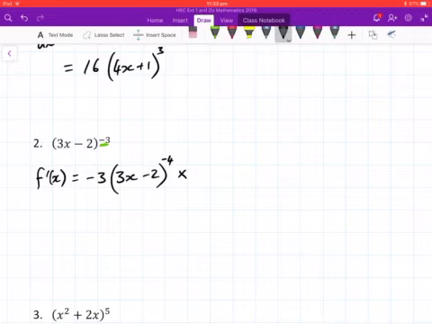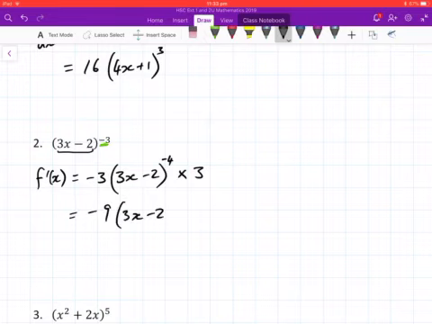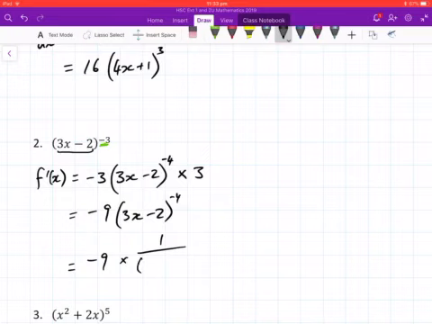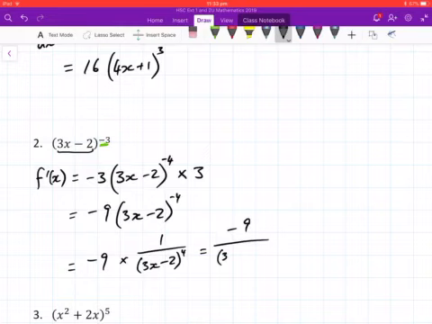We're working outside in. The derivative of 3x minus 2 is just 3. Now this becomes negative 9, (3x minus 2) to the power of negative 4. Typically though, we don't want to leave answers in negative powers. We want positive powers. So this becomes minus 9 times 1 over (3x minus 2) to the power of 4, which is equal to negative 9 over (3x minus 2) to the power of 4.